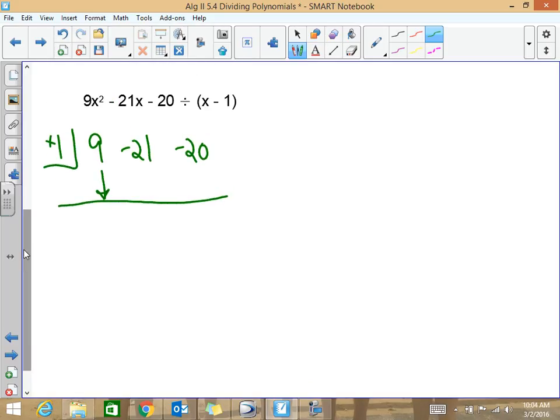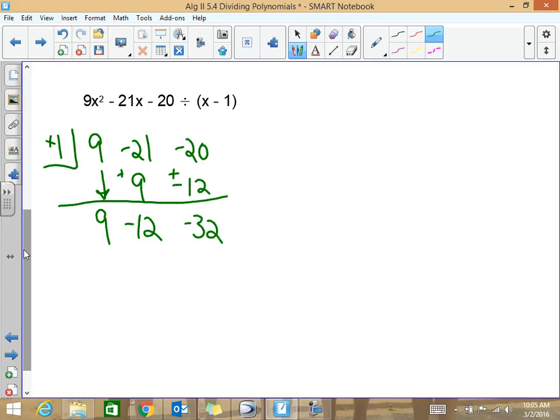Okay, everybody good? So now we bring down the 9. So 1 times 9 is 9, right? Then we add down. So negative 21 plus 9 is what? Negative 12. So someone had asked about, will we ever have a negative there? And yeah, you can. Now we multiply 1 times negative 12, and we get negative 12. And we add down. So negative 20 plus negative 12 is negative 32.